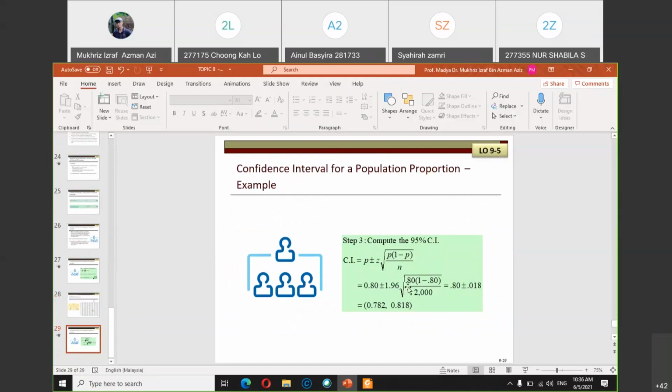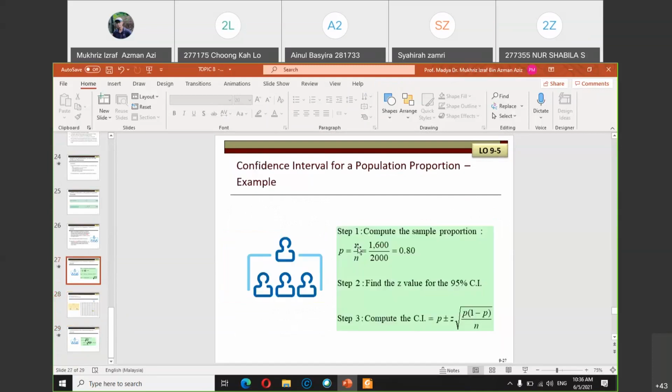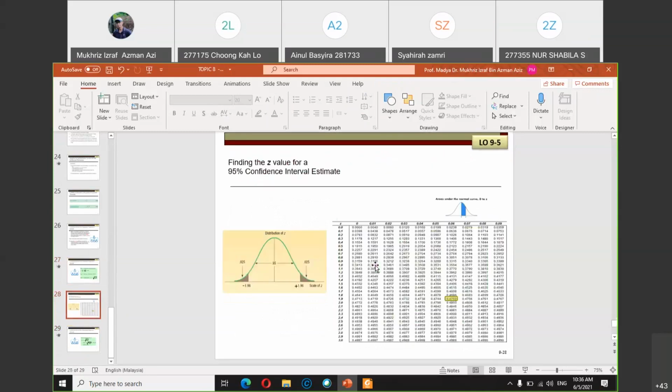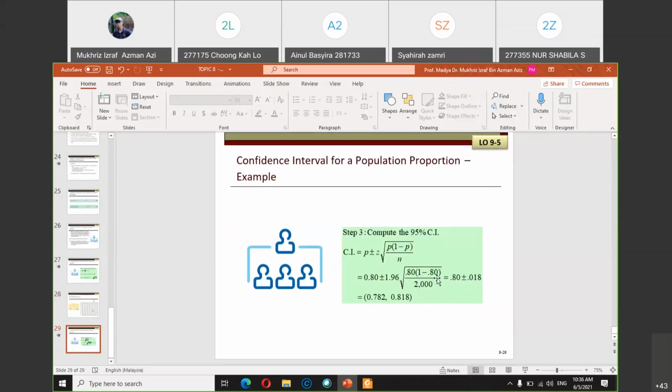So 0.8 multiplied by 0.2 divided by 2,000. Make sure 2,000, not 1,600, because you have two values, X and N. Make sure that the N value is the one that you divide in the denominator. Then you solve for this, you take the square root, multiply by 1.96, and then minus or plus with 0.8. So you have the lower value and also the upper value.